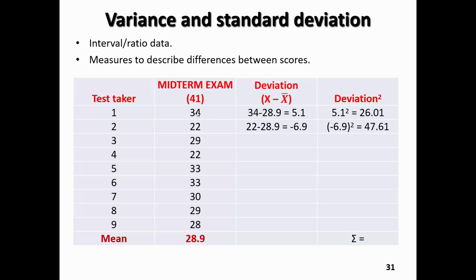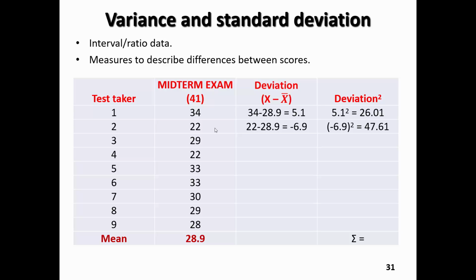So we just simply take that person's raw score and we subtract the average of 28.9, and we find that the first person deviated 5.1 points from the average in terms of the raw value of the midterm exam. The next step is to then square this term, which is to multiply it by itself. So 5.1 squared equals 26.01.